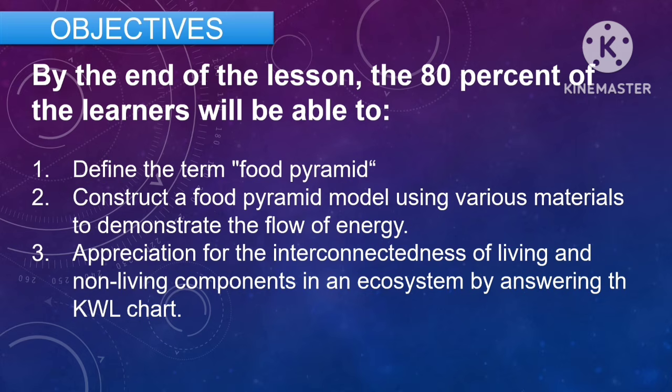For the objectives, by the end of the lesson, 80% of the learners will be able to: First, define the term food pyramid. The second one is to construct a food pyramid model using various materials to demonstrate the flow of energy. And the third one is to appreciate the interconnectedness of living and non-living components in an ecosystem by answering the KWL chart.